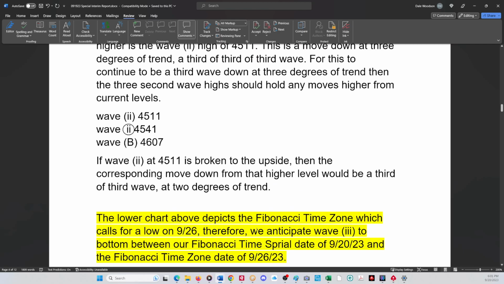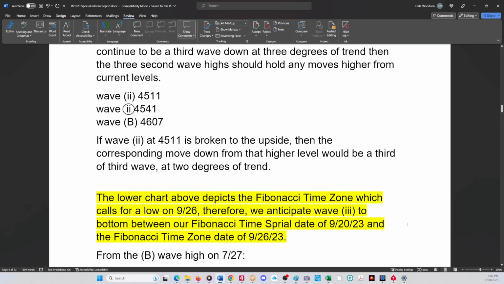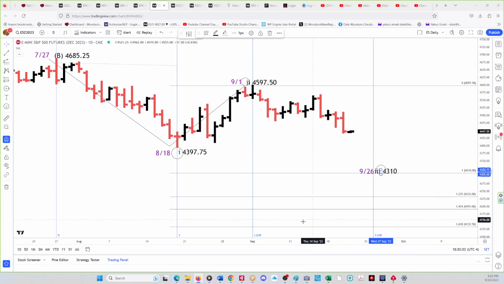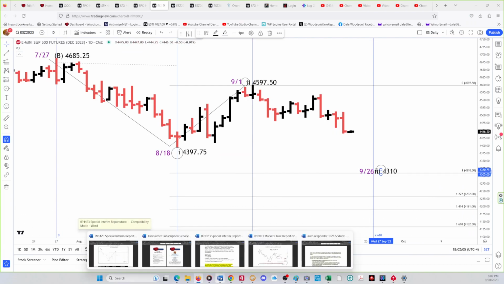By the way, we put out a few days ago that the time zone targets 926 and the time spiral targets 920. So we look for the low for wave 3 to fall in that period of time between 920 and 926. Okay, that's the special interim report for the annual subs.